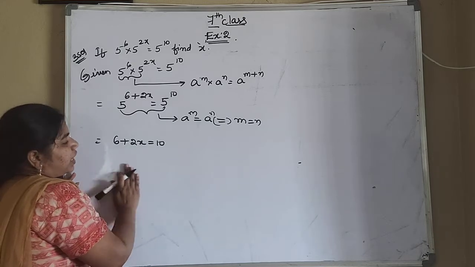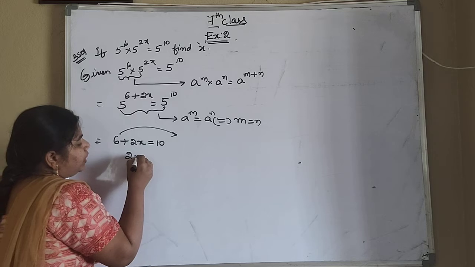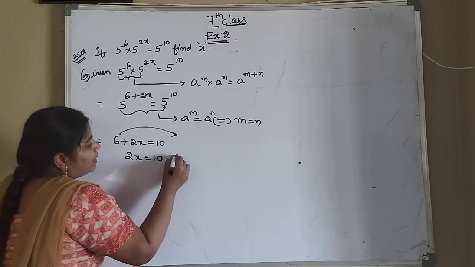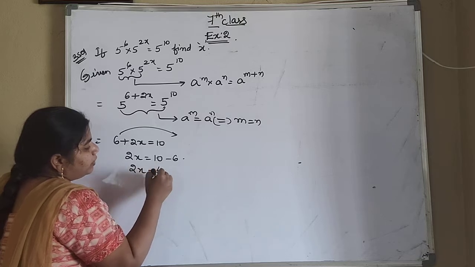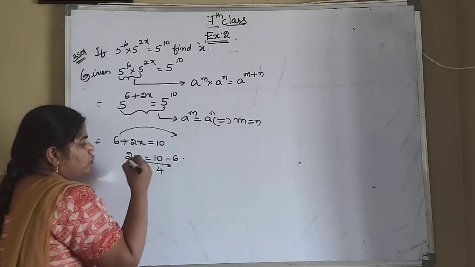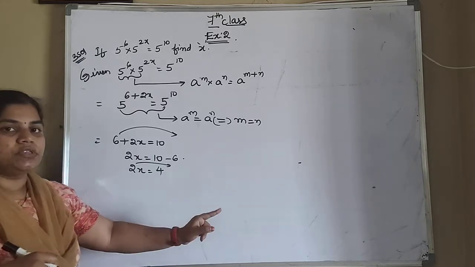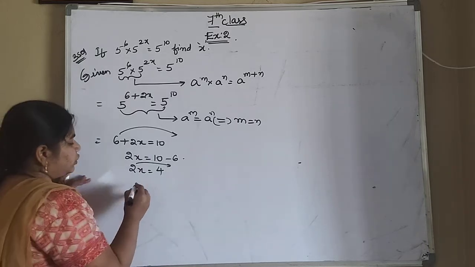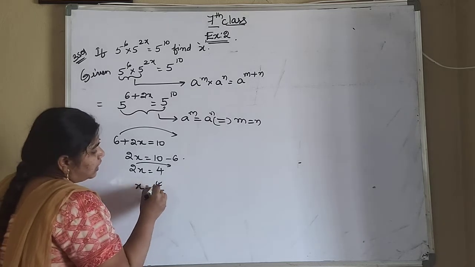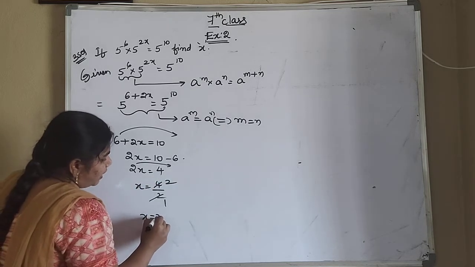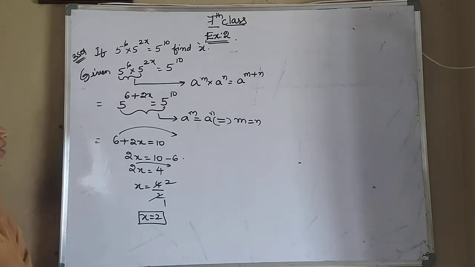Okay, now start transposing. So plus 6, if you transpose to the other side, will be equal to minus 6. That is 10 minus 6. So 2x is equal to 10 minus 6, which is 4. Now I am transposing this 2 to the other side. It is in the form of multiplication, so if you transpose that, it will be converted to division. So x equals 4 by 2. 2 1s are 2, 2 2s are 4. So what is the x value here? The x value you got is 2. So this is our third solution.